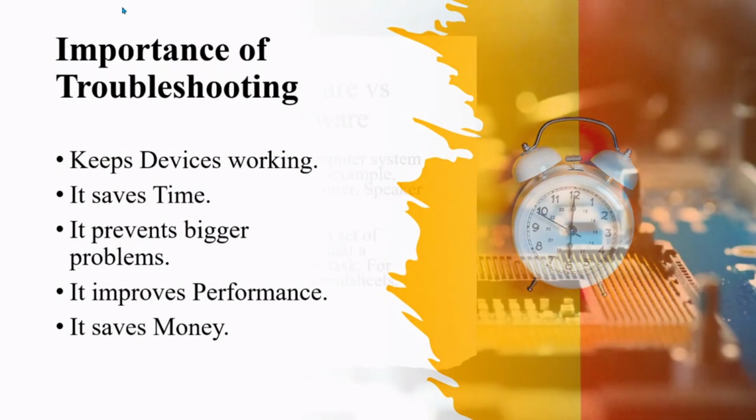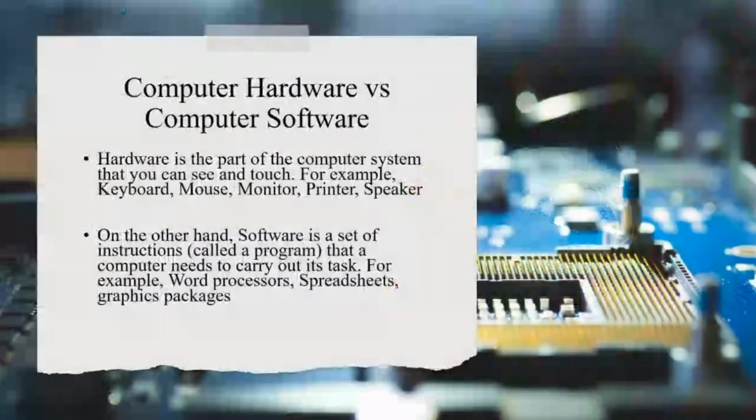Moving right along, so now we're going to look at two important concepts. So computer hardware versus computer software. So hardware is the part of the computer system that you can see and touch. So any part on the computer that you can see and touch is referred to as hardware. And we have some examples.